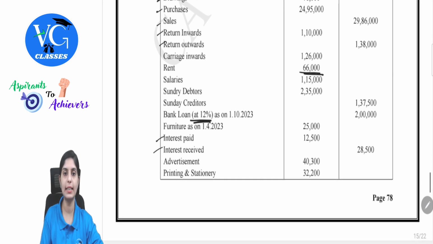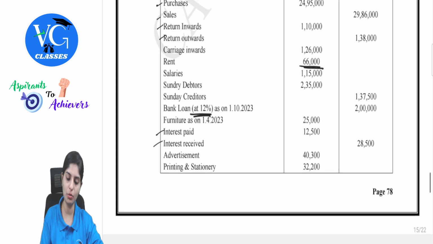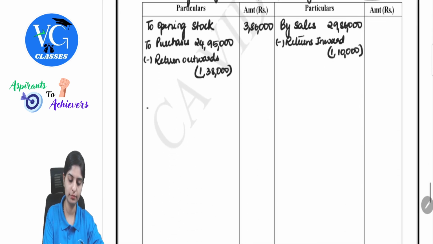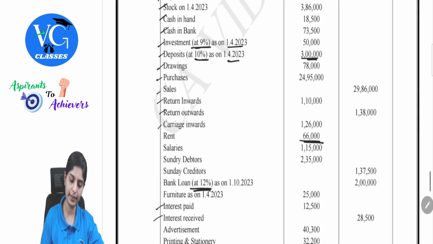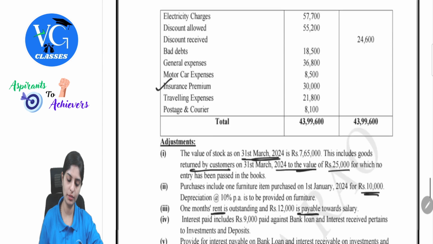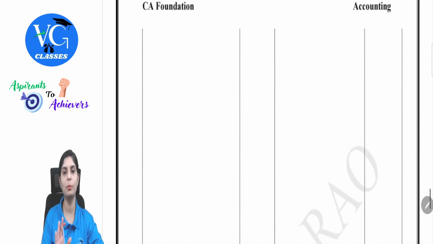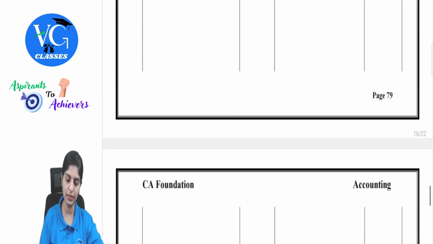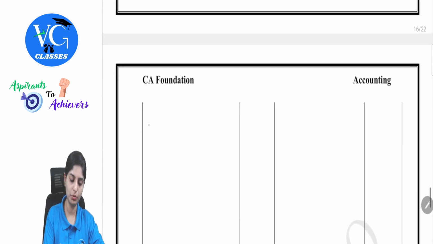Then carriage inwards, it is again a direct expense, so it comes in the trading account, 1 lakh 26,000. Next, rent, 66,000. If they just give normal rent, we will treat it as an indirect expense. So to rent.